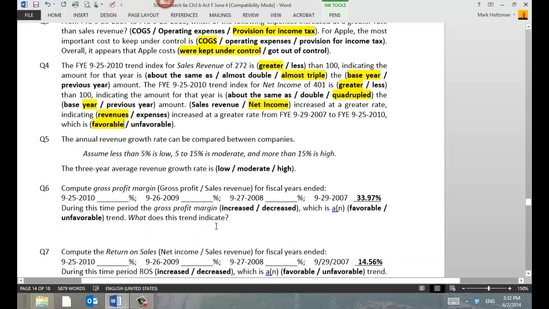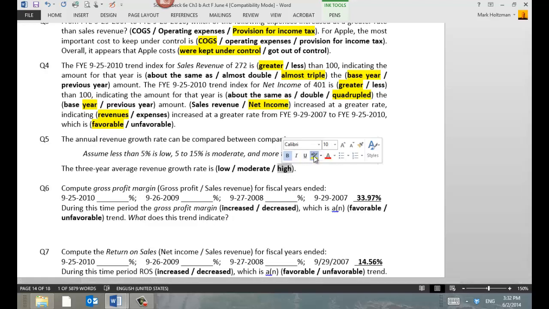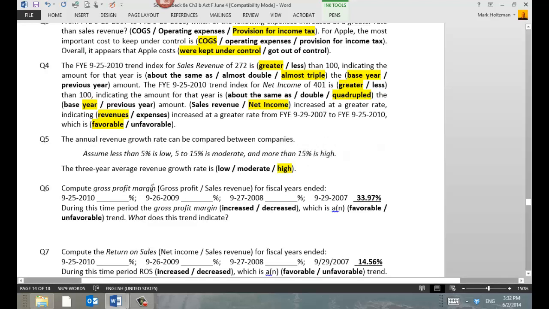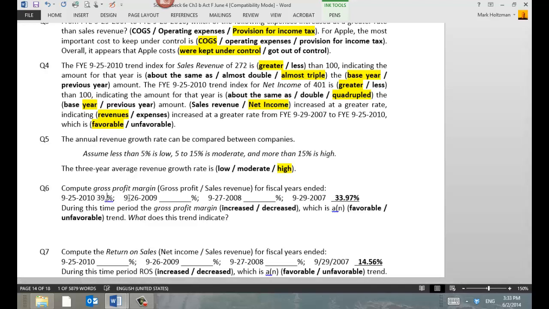Annual revenue growth rate can be compared between companies. The 3-year average revenue growth rate is high. Compute gross profit margin. So what is gross margin for 2010? 39.7%? 7.4%? Like that.